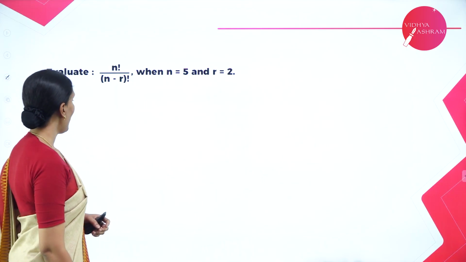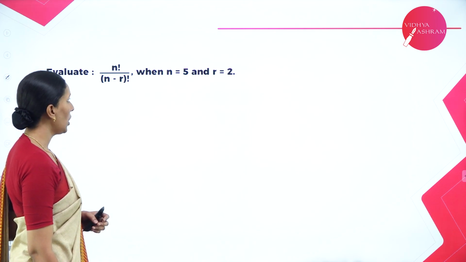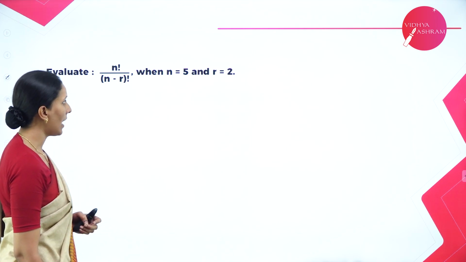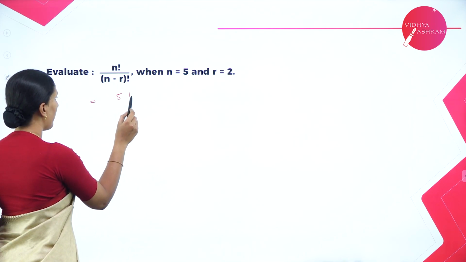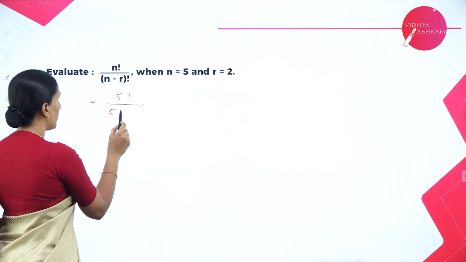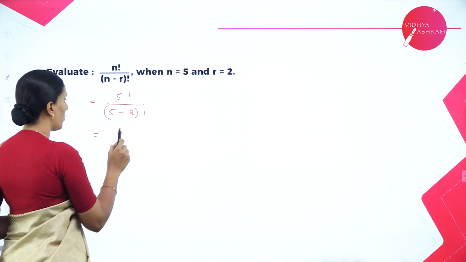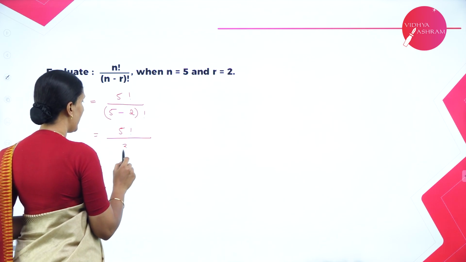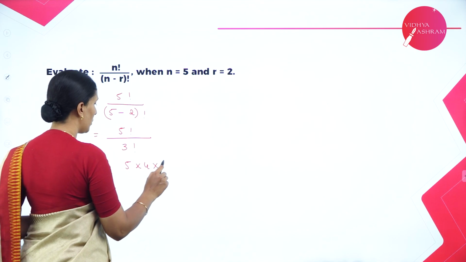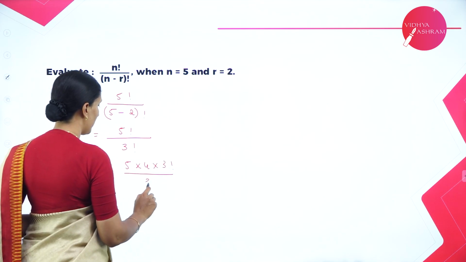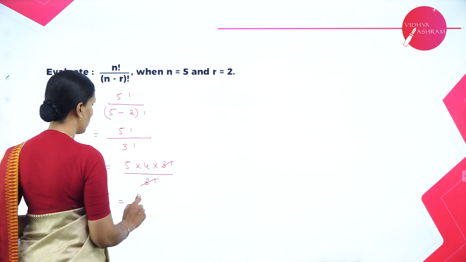Next one, evaluate n factorial divided by n minus r factorial when n is equal to 5 and r is equal to 2. If you substitute here, n is equal to 5 factorial and r is equal to 2, then it is 5 minus 2 factorial. So 5 factorial divided by 3 factorial, which is nothing but 5 into 4 into 3 factorial divided by 3 factorial. So it gets cancelled. So it is 5 4s are 20.